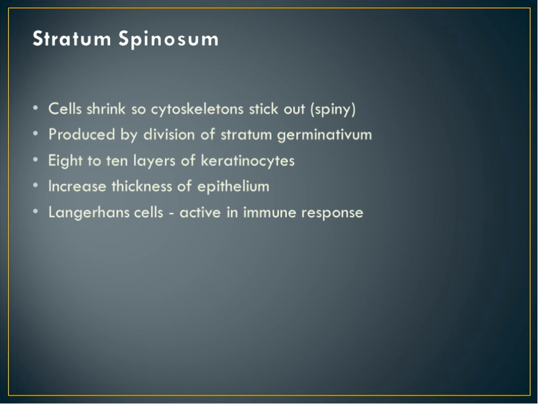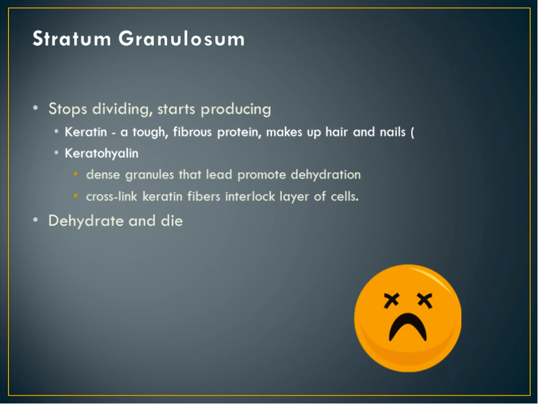At the stratum spinosum, as I said before, the cells are starting to shrink and the cytoskeleton sticks out. They look kind of spiny. They're reproduced by the division of the stratum germinativum. They increase the thickness of the epithelium, and then we also have immune cells, those Langerhans cells, in this area as well. At the stratum granulosum, those cells begin to dehydrate and die. Very important aspect of this layer.